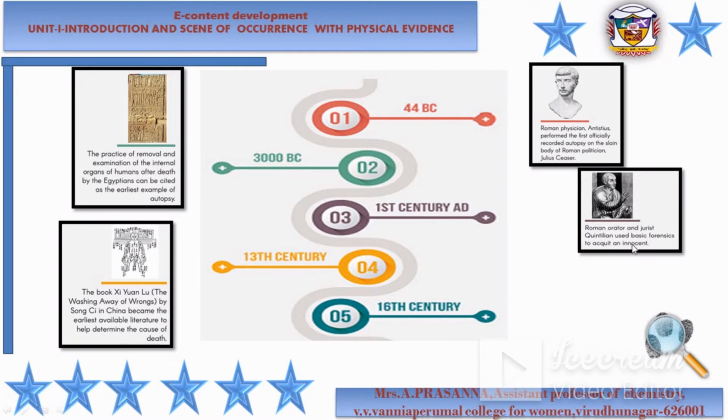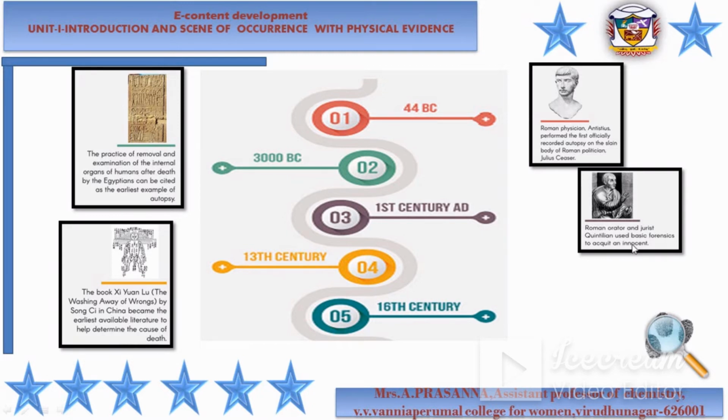Thus, the application of scientific principles in the examination of evidence in ancient Rome is not surprising. However, with the fall of the Roman Empire in the West, the applications of forensic science in criminal justice stagnated over the next millennium.